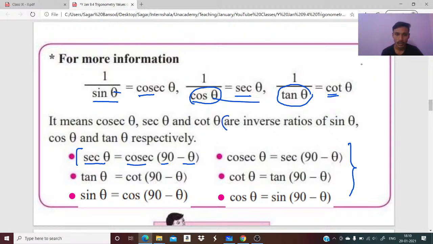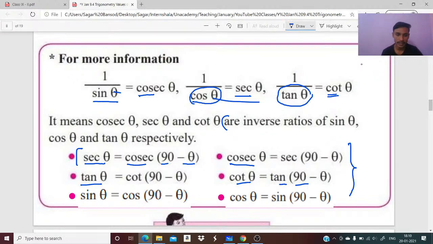Cosec theta is also equal to sec of 90 minus theta. Then tan theta is equal to cot of 90 minus theta, and cot theta is equal to tan of 90 minus theta. Then again, sine theta is equal to cos of 90 minus theta, and cos theta is equal to sine of 90 minus theta.